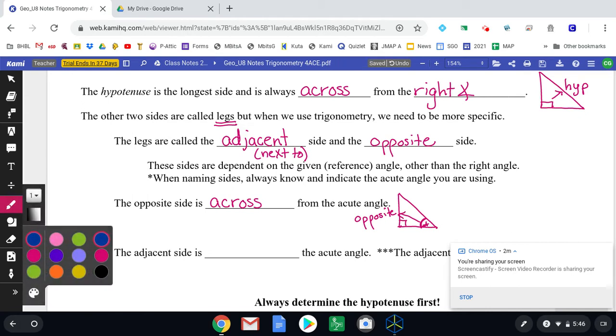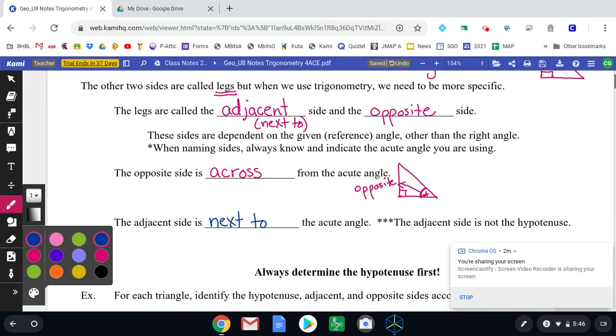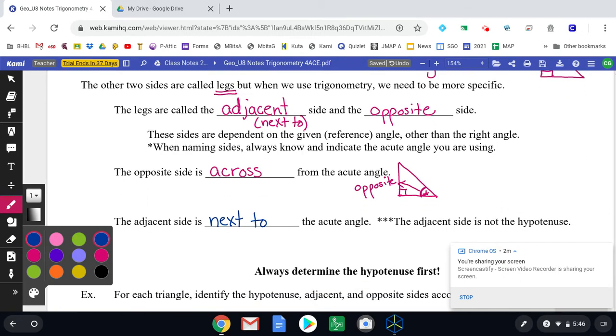Now, the adjacent side means that it is next to the acute angle. So if I have a right triangle, and let's say this is now my special angle, this side right here is my adjacent. Over here, this would be my adjacent, again, next to. Way over there would be my opposite. Okay, so just think opposite, way on the other side.